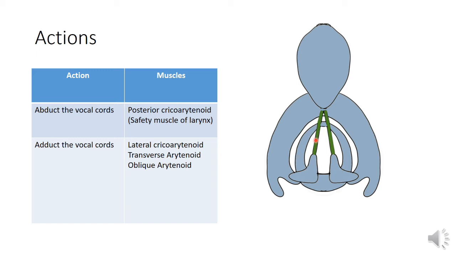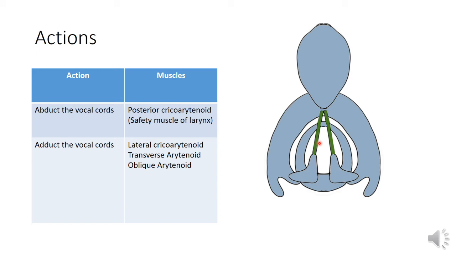Abduction refers to separation of the vocal cords, that is the 2 vocal cords moving away from each other, and adduction refers to the coming together of the vocal cords, that is the 2 vocal cords coming close together. The abduction of vocal cord is brought about by the posterior cricoarytenoid muscle.